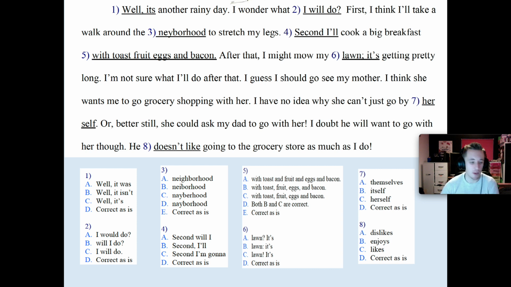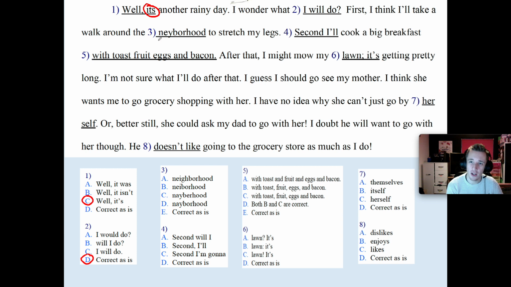Okay, let's start to have a look at it together then. Let's have a look at number 1. Let's get the pen tool out ready. Okay, so, number 1. Well, it's another rainy day. Well, it's, here, is short for it is. So, it should be C. So, 1 is C. For number 2, I wonder what I will do? Question mark. That seems perfectly fine to me. This is in the present tense over here, so this needs to stay in the present tense. I wonder what I will do is a question, so it needs a question mark. So I would say that for number 2, it's correct as is.